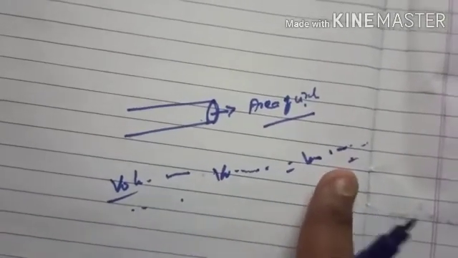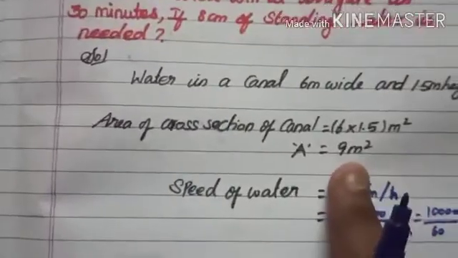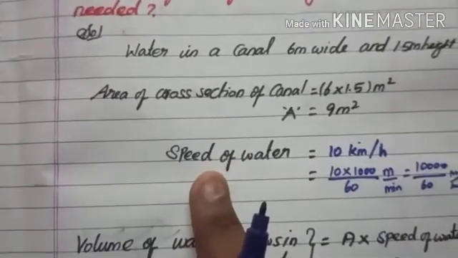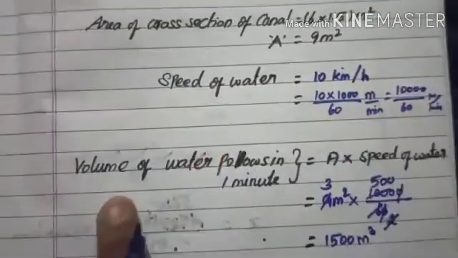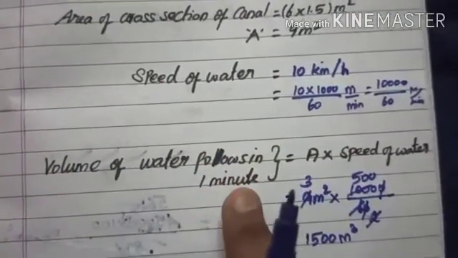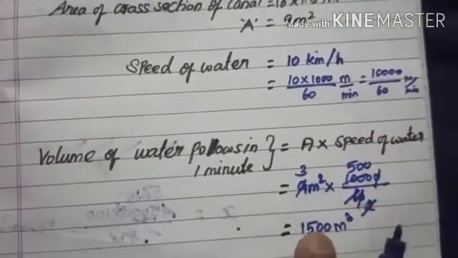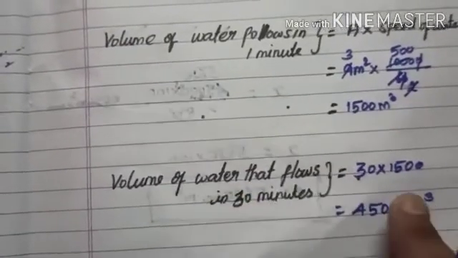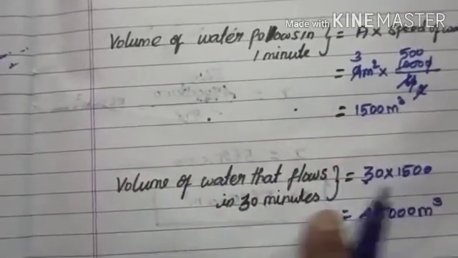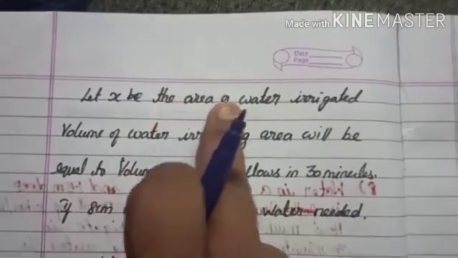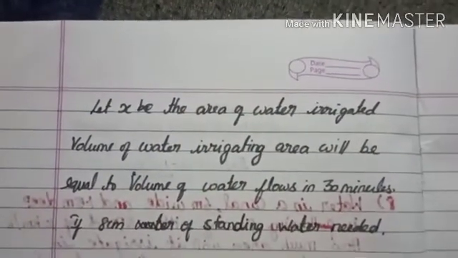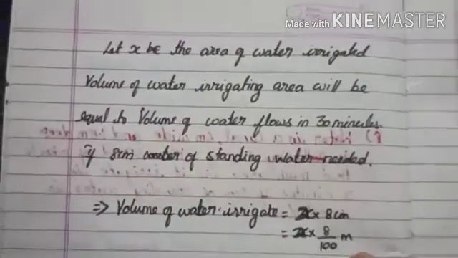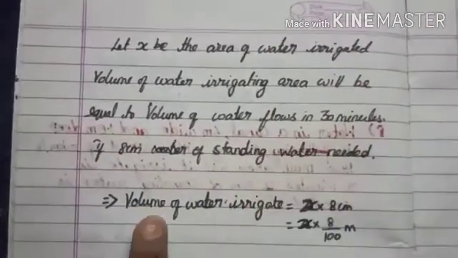You can keep it as T, the same. Instead of 9, you get the area of cross section by using pi r square, and the speed of water they gave is 3 km/h. You convert it, and the volume of water that flows in 1 minute, you take A into that, so you get some value. Instead of 30 minutes, you need to find T minutes, so you multiply with T. You get the volume of water flowing. Take x as the irrigated area, and the volume of a tank.